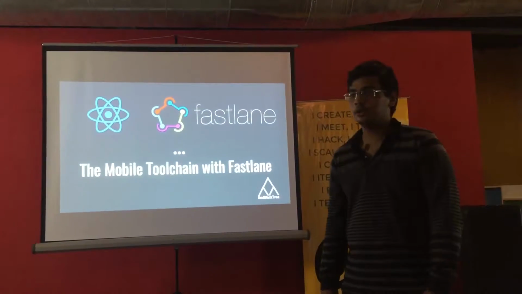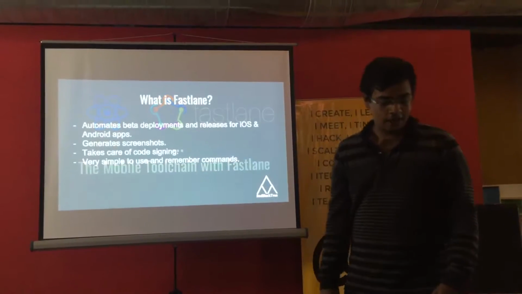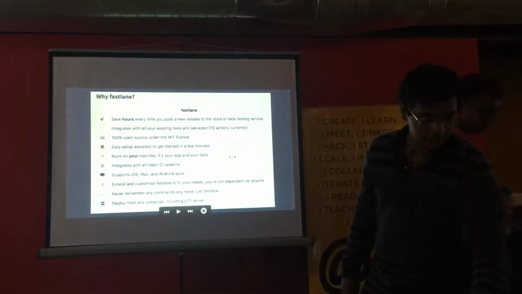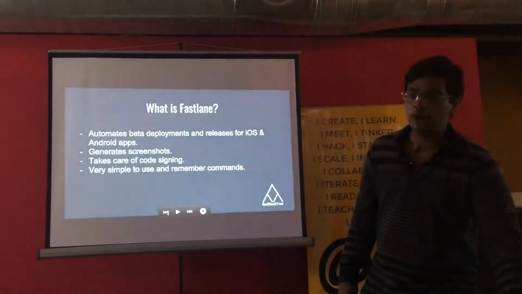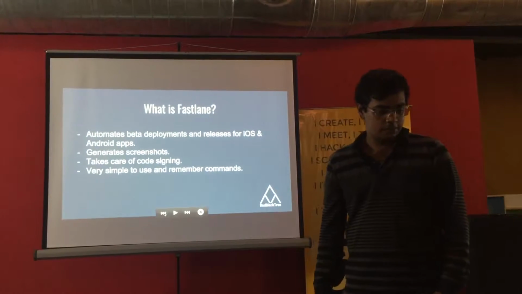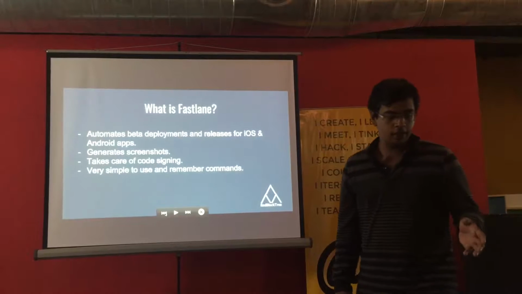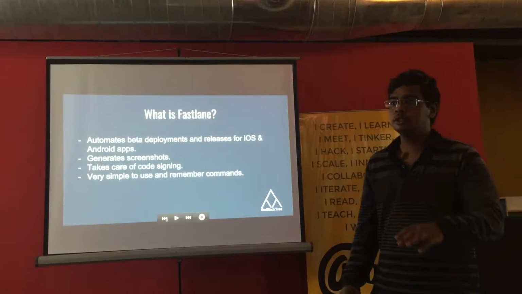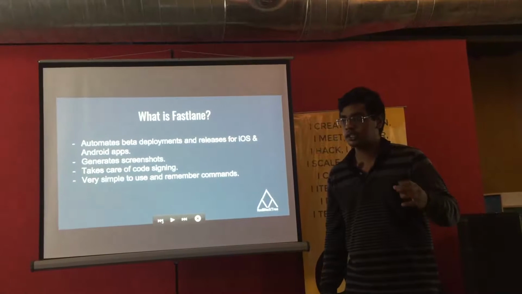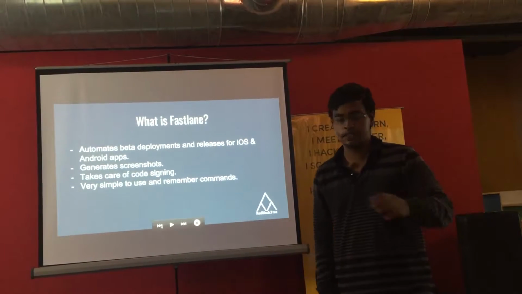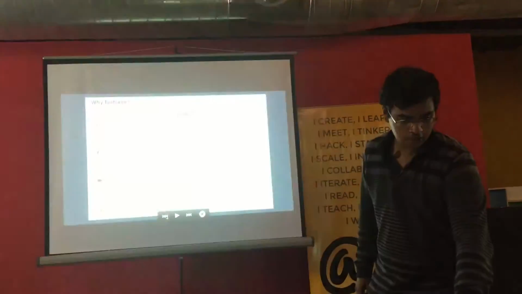So, the mobile toolchain with Fastlane. Fastlane is a set of tools which basically allows you to deploy your apps on the App Store or Play Store. It automates your beta deployments and releases for iOS and Android apps, and it can generate screenshots, and it can handle the code signing and provisioning profiles and everything for you.